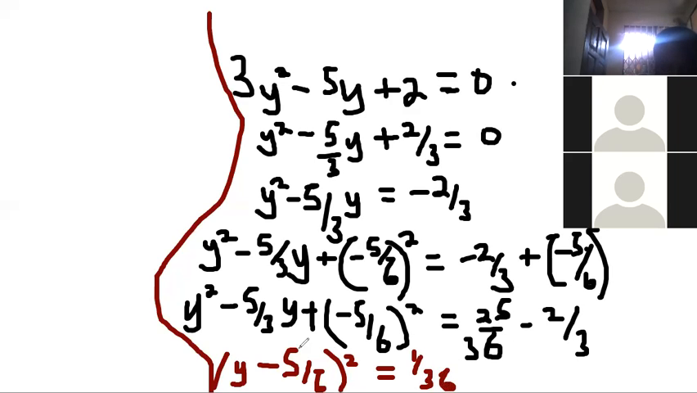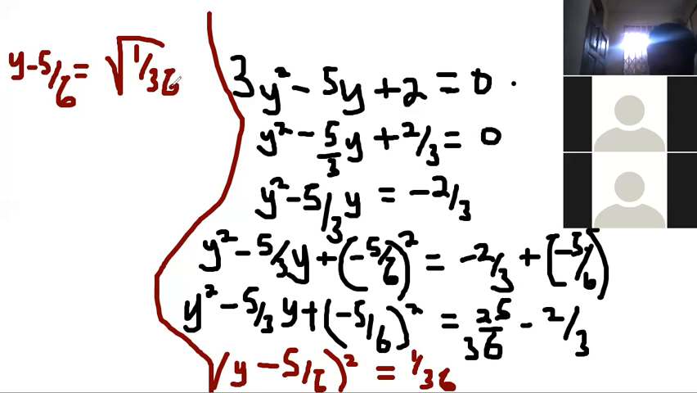So when we finish, we want this to stand on its own. So we are taking away the square. When we are taking away the square, we have to root this one. We are going to get y minus 5 all over 6 is equal to root of 1 all over 36.